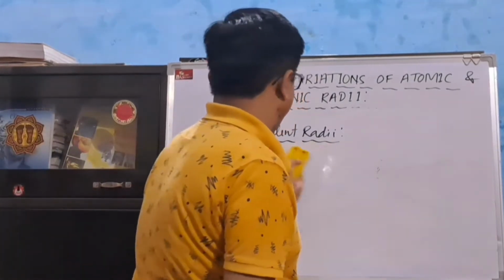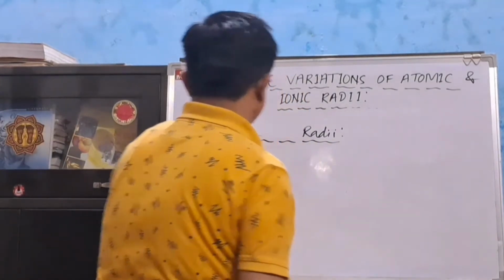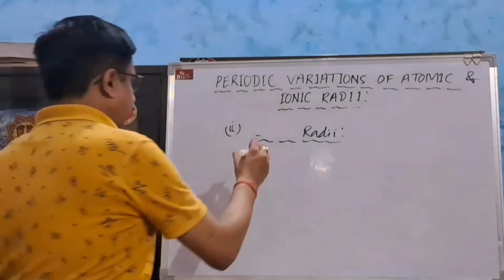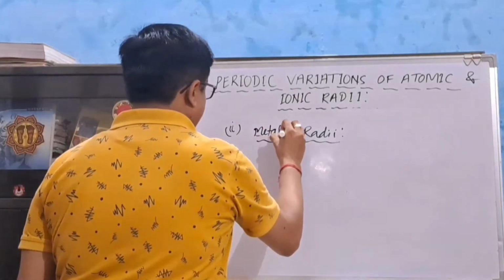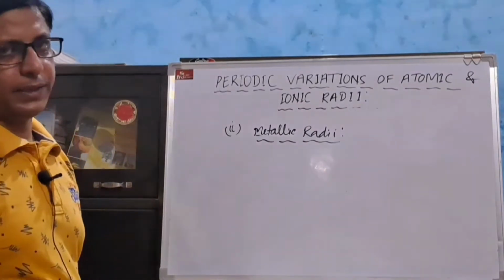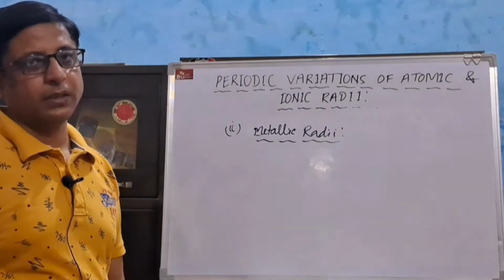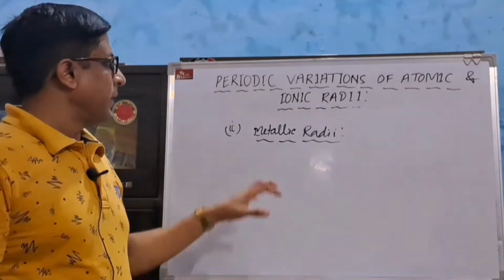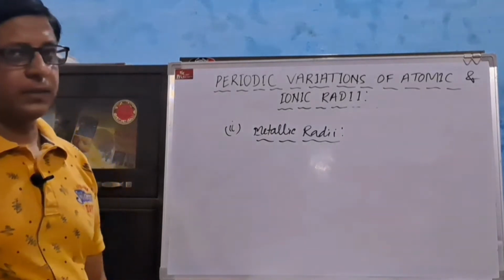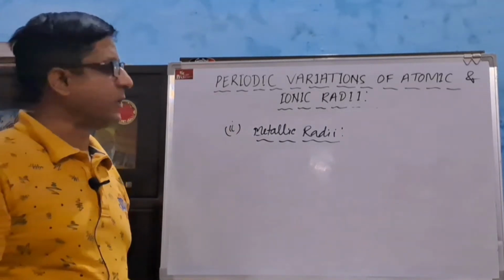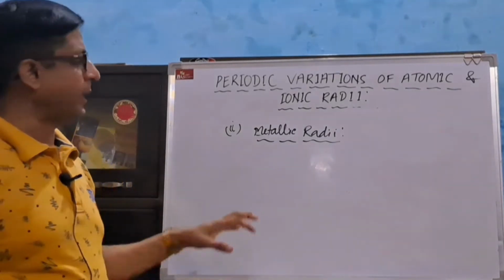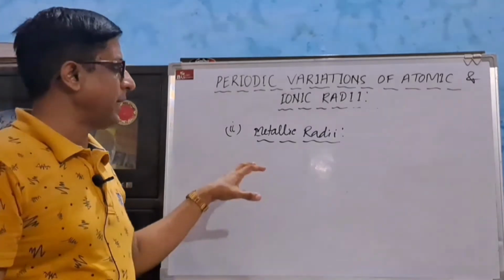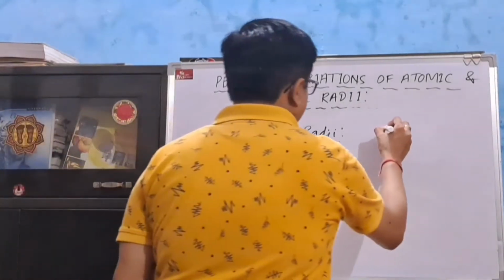Next is metallic radii. The second classification of atomic radii is metallic radii or crystal radii. It is also known as crystal radii since most of the metals exist in the form of crystal lattice. Metallic radii may be defined as one half of the distance between the two neighboring atoms of a metal in closed packed structure in which metal exhibits coordination number 12.